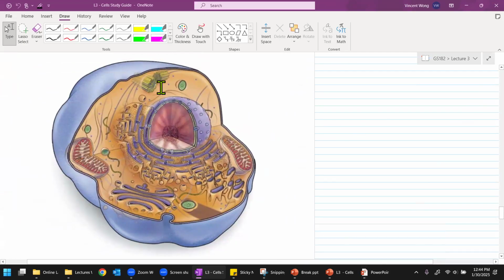Right here, right? Do you see it, guys? That's a centriole, okay? It looks like pasta that has been uncooked. There you go, 2 of them. All right, so they produce spindle fibers.